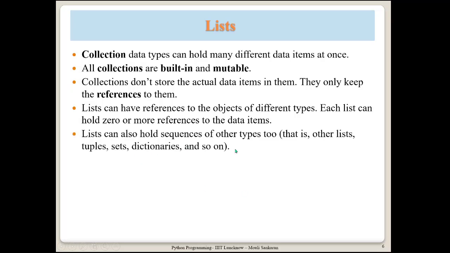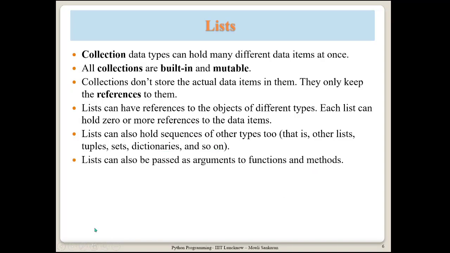A list can also hold sequences of other types too. That means it can have other lists or tuples or sets or dictionaries and so on. So they can contain anything. It can have another list or tuple, or a dictionary, anything. You can put anything into it.